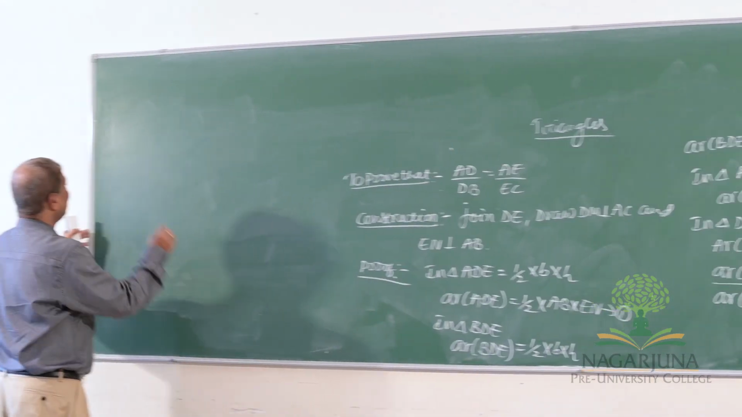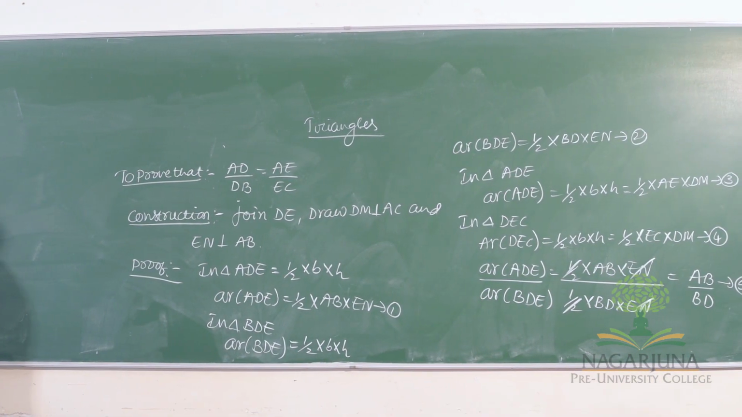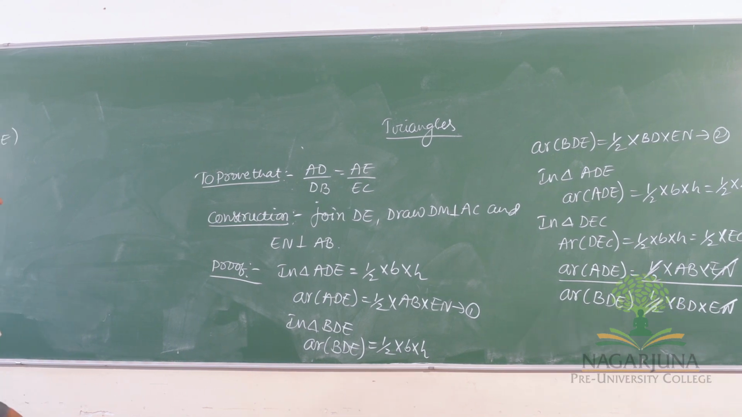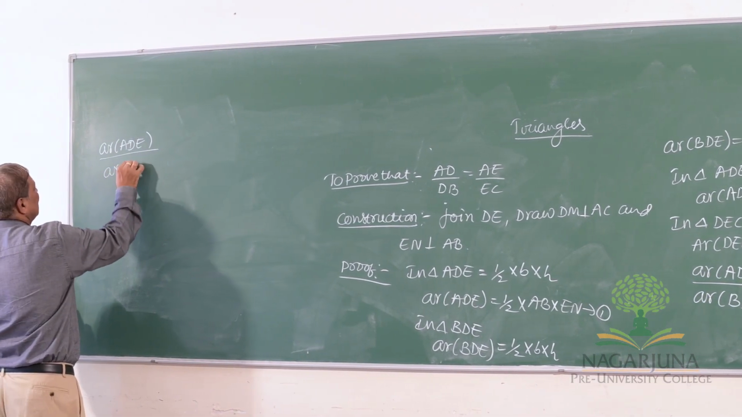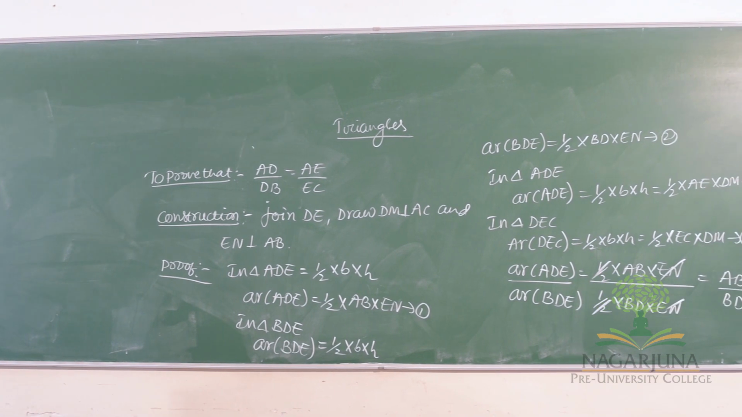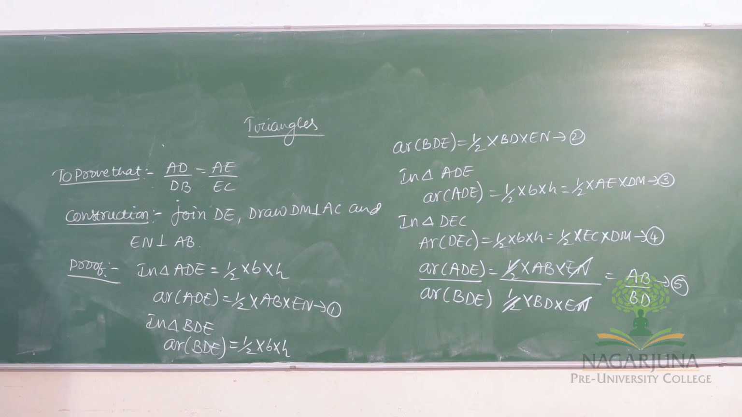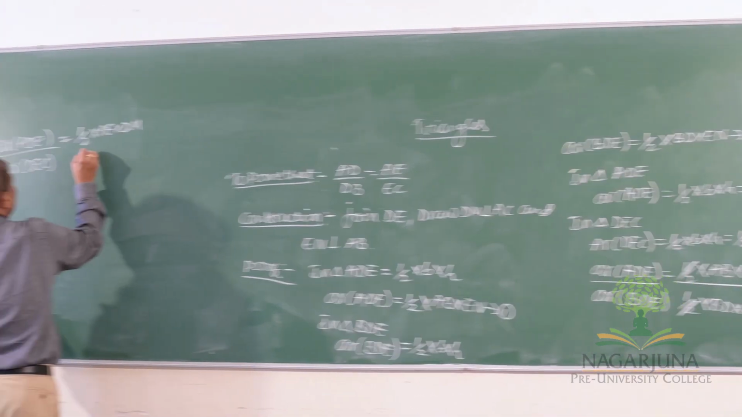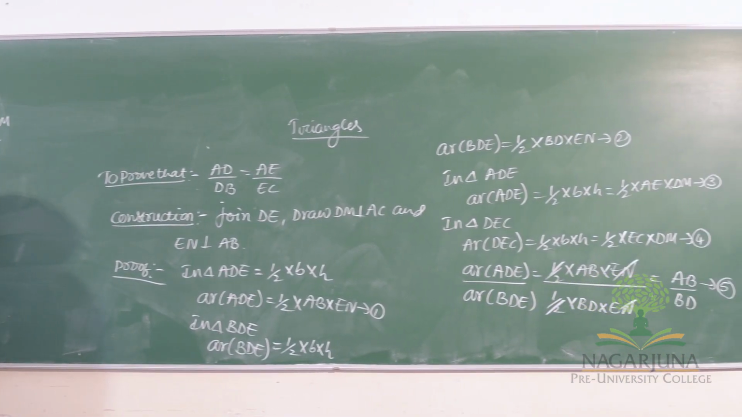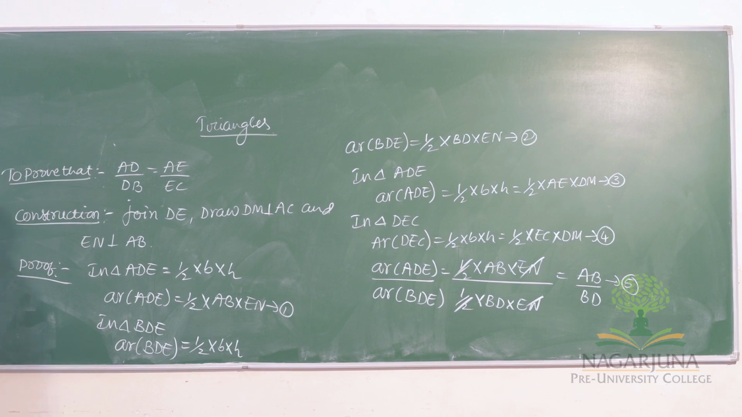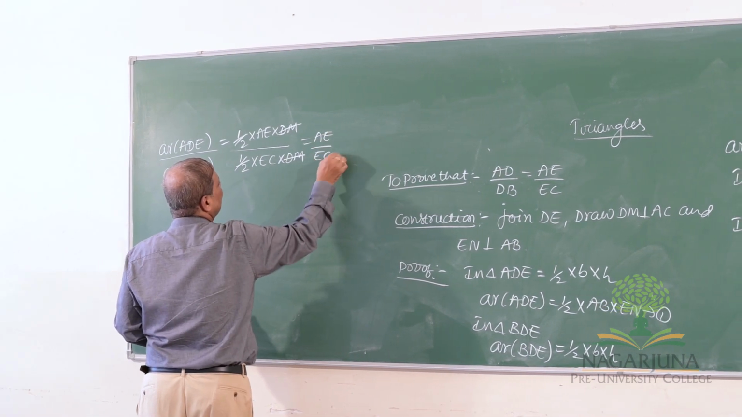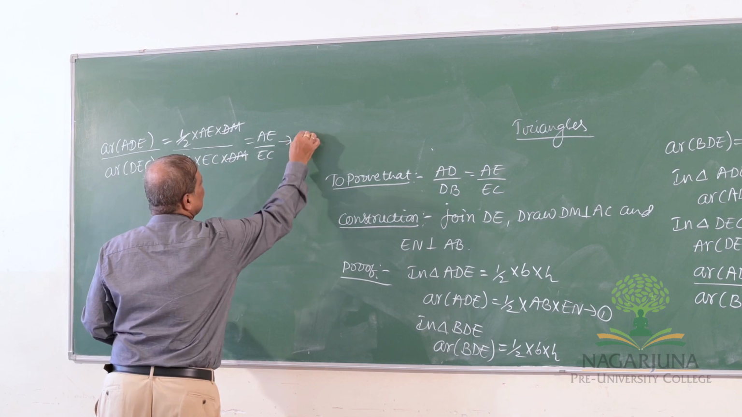Now area ADE by area DEC. ADE is equal to half into AE into DM, and DEC is equal to half into EC into DM. So here DM cancels, half cancels, and we get AE by EC. Call this equation 6.